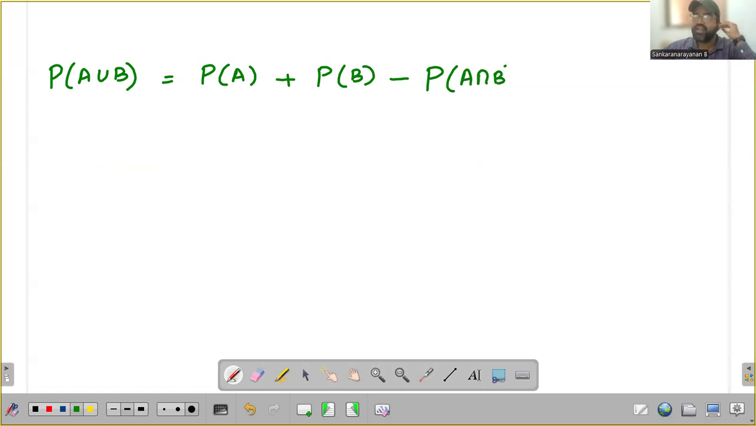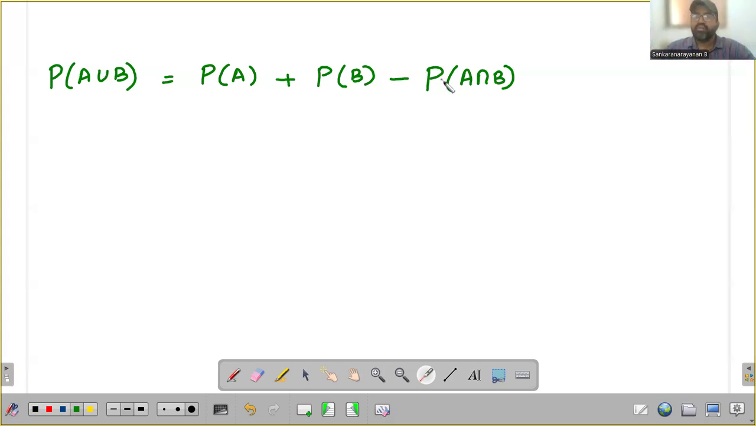In set theory, we have something called n of A union B, right? n of A union B is n of A plus n of B minus n of A intersection B. You're just replacing that n with that P, the probability aspect. So the probability that the event A or B happens is equal to the probability that A happens plus the probability that B happens minus the probability that the event A and B happens.